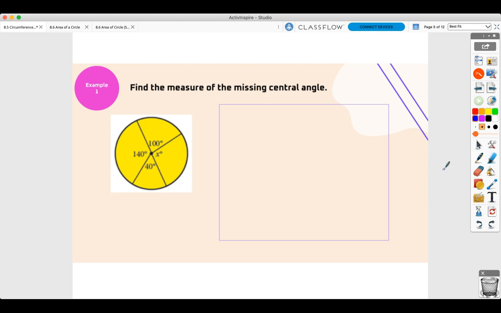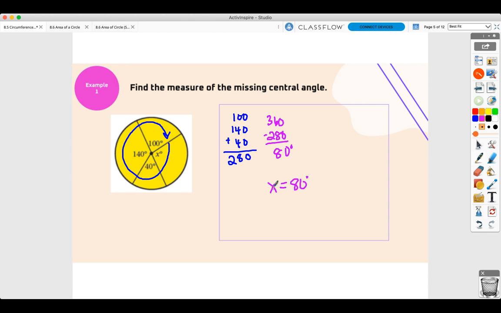So find the measure of the missing central angle. We know the total of all of this is 360. So you could do 100 plus 140 plus 40, and that's going to give you 280. We know all of it together is 360. So this is going to be 360 minus 280, and that gives you 80 degrees. So x is equal to 80 degrees.